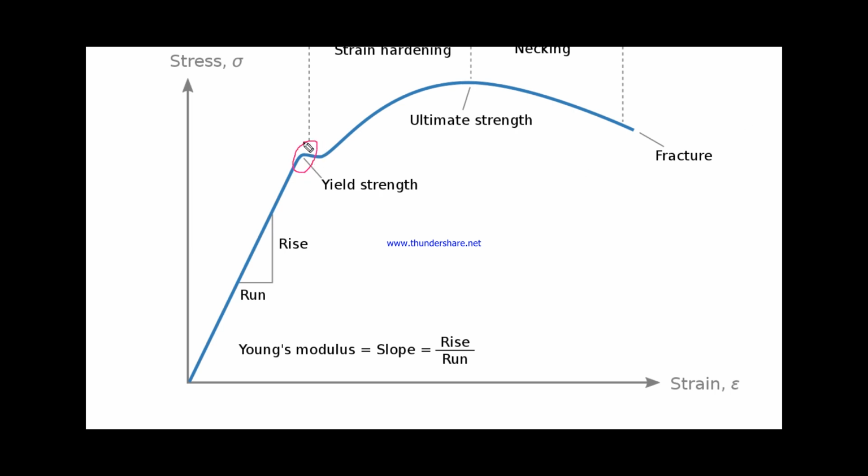This is the upper yield point and this is the lower yield point. We know very well about this curve. This is the stress strain curve for mild steel. In a separate video I will discuss this curve. Now we'll discuss the third assumption.